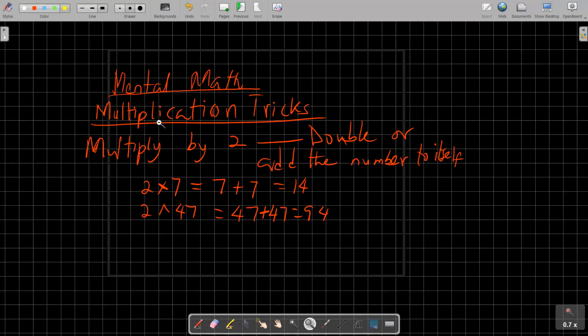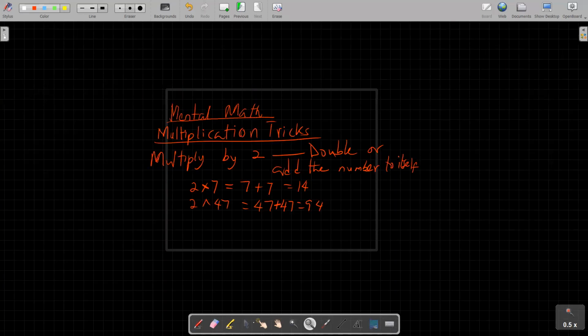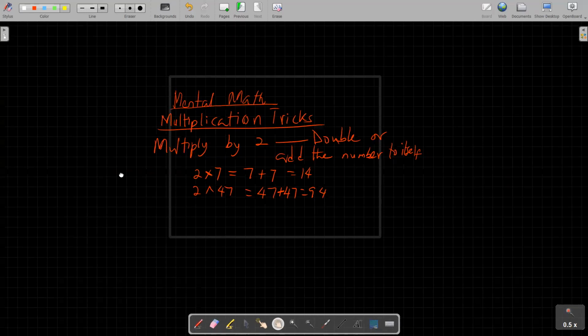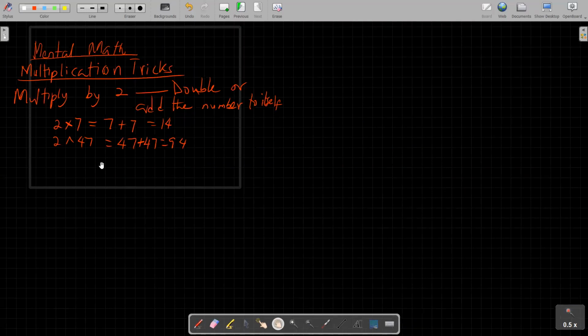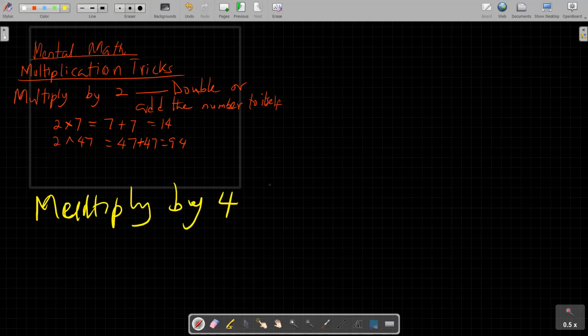If I ask you to multiply by 4, that's another one you need to consider. The trick is simply, since you are multiplying by 2 and then you have to double, it means that you need to double 2 times. Multiply by 4 simply means you double and double again.